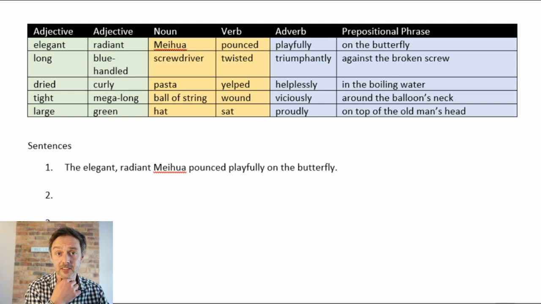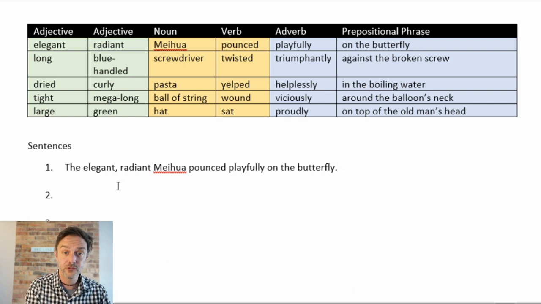A nice little sentence, a nice long sentence. It's got an expanded noun phrase, it's got a pretty powerful verb, pounced, it's got an adverb, playfully, and because it's got pounced playfully, it's also got alliteration, and I've got a prepositional phrase in there. Pretty good. Let's try the second one now. I'm going to do exactly the same thing and see what happens. So what have we got?